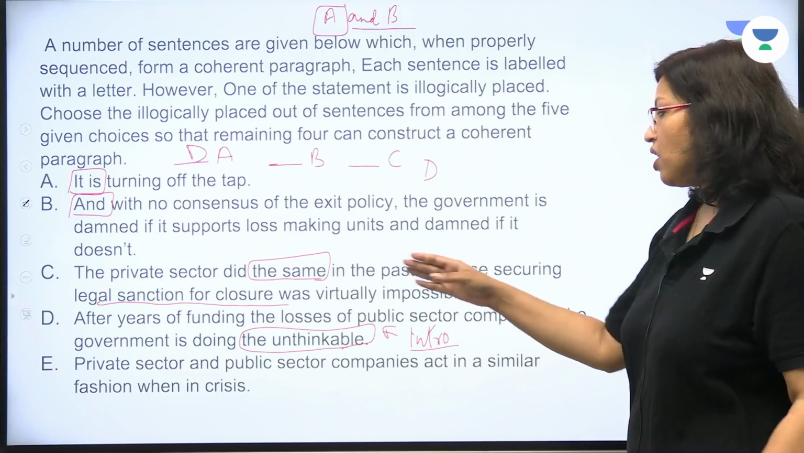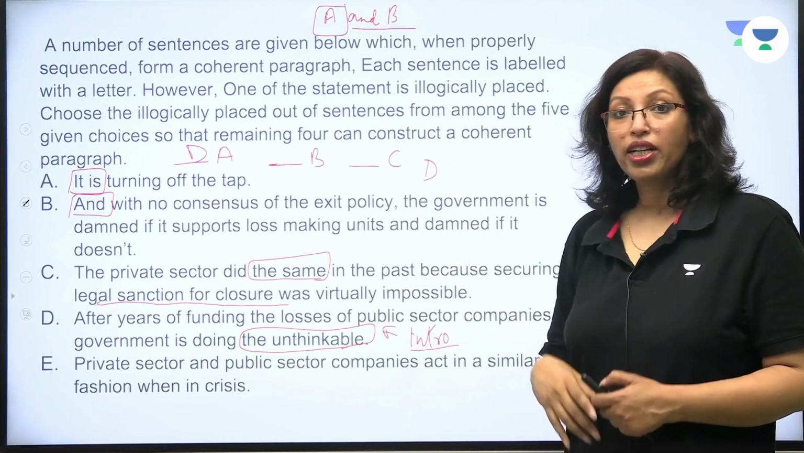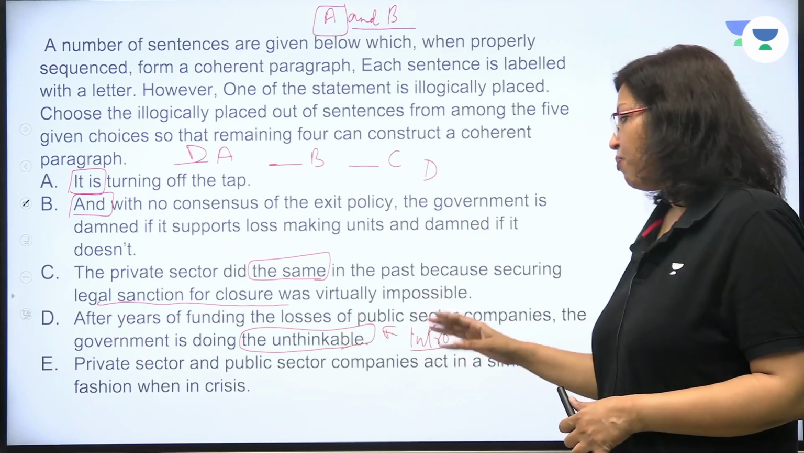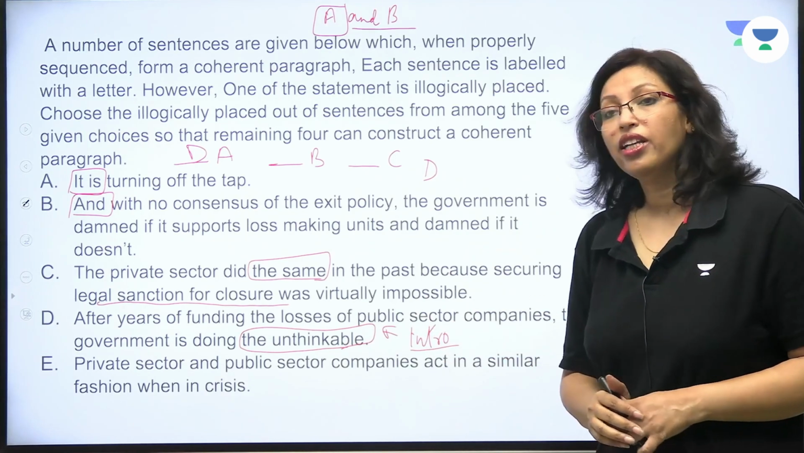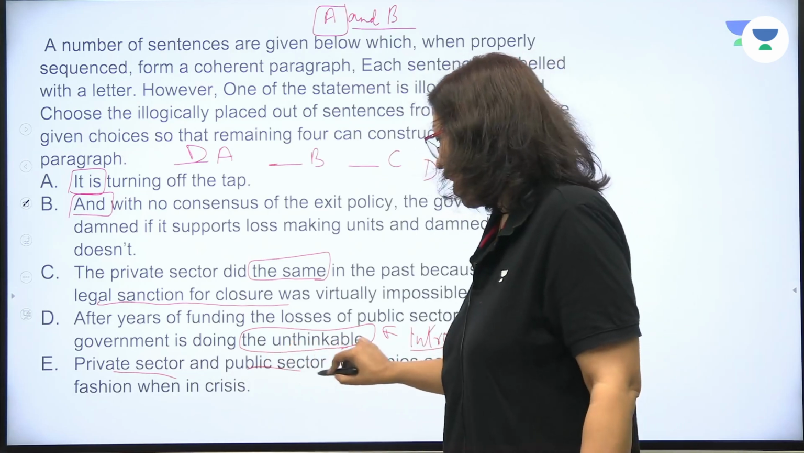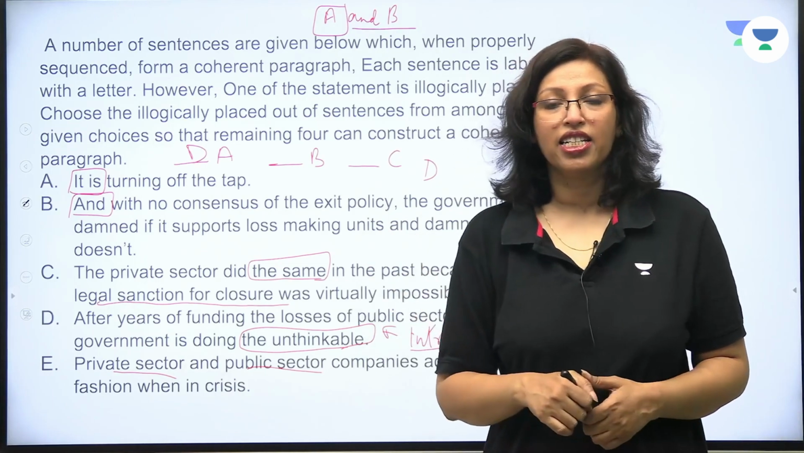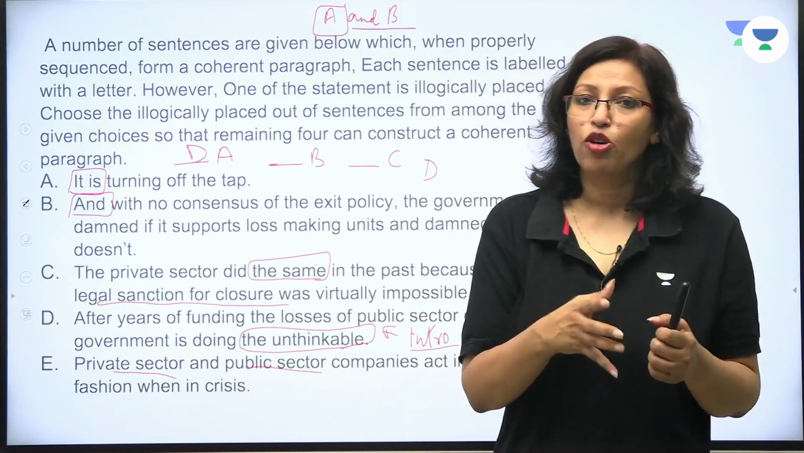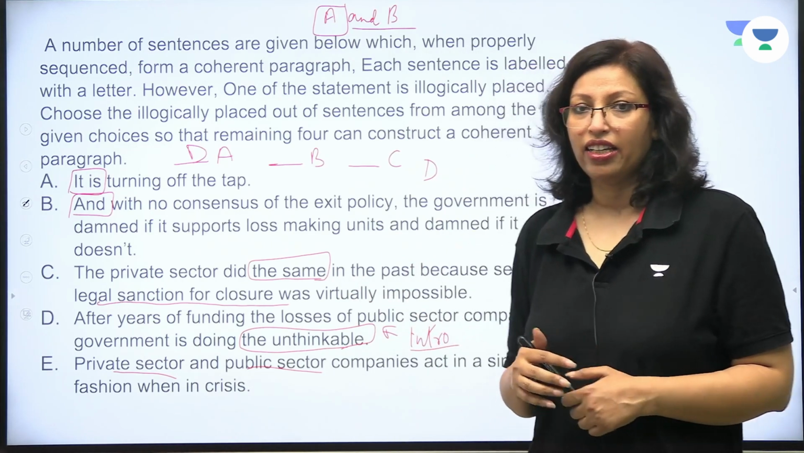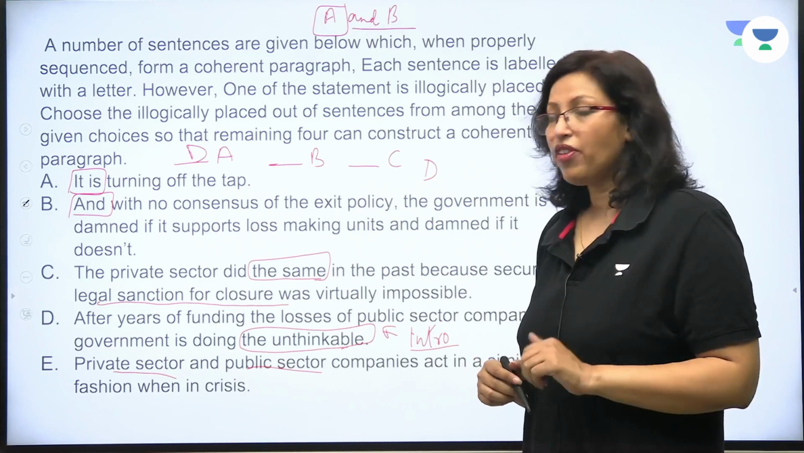So look at this, how beautiful. After years of funding the losses of public sector companies, the government is doing the unthinkable. It is doing what? It is turning off the tap. बंद कर दे रही है government tap को. Beautiful. Private sector and public sector companies act in a similar fashion when in crisis. Now look at this. It says that the private sector companies work in exactly the same way as the public sector companies do when they are in crisis. But if you look at the rest of the sentences, do these sentences actually talk about how the private sector companies act in a crisis or how the public sector companies really act in a crisis? Not really. Not really. It has said that the public sector has been in loss and the government is acting now, if you have read my sentences correctly.